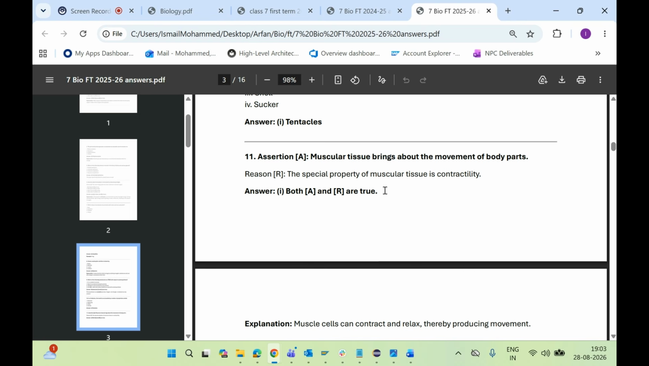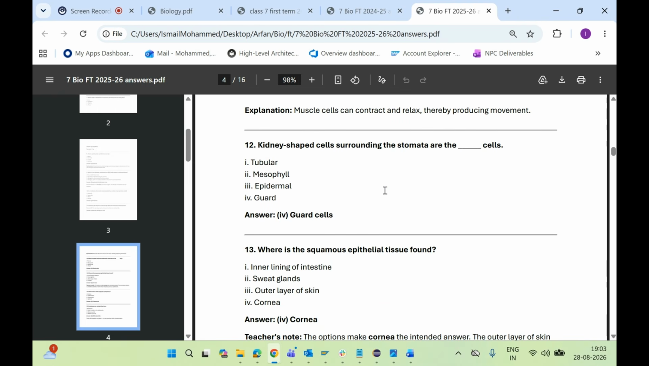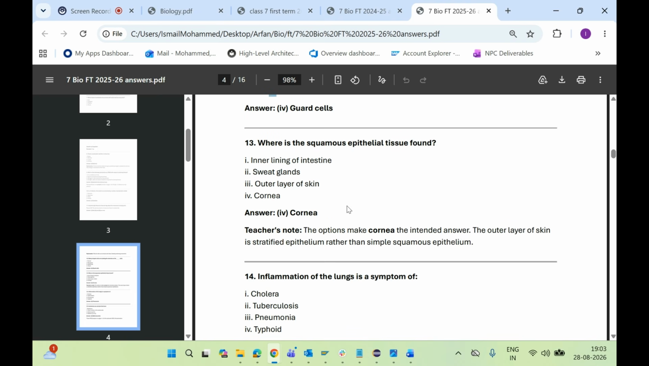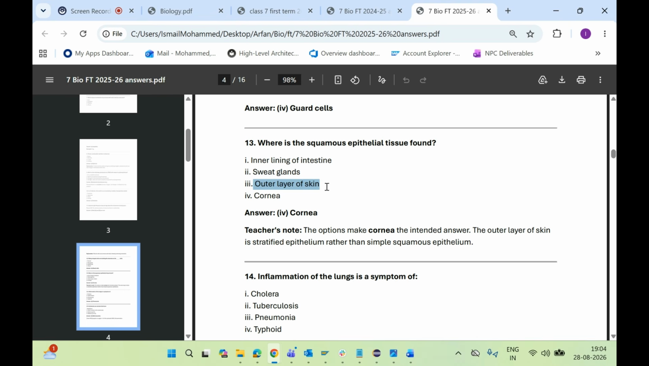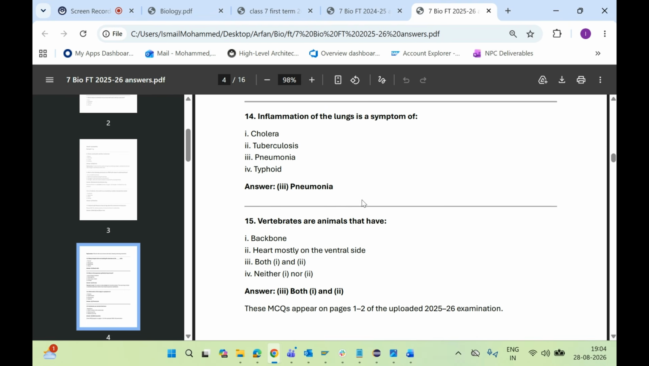Muscular tissue brings about the movement of body parts. The special property of muscular tissue is called contractility. Both are true. Kidney-shaped cells surrounding the stomata are called dash cells. They are called guard cells. Where is the squamous epithelial tissue found? It is found in the cornea. There is one more, which is found on the outer layer of skin. Check that one, but basically it is found on the cornea.